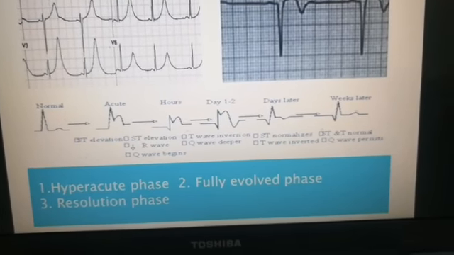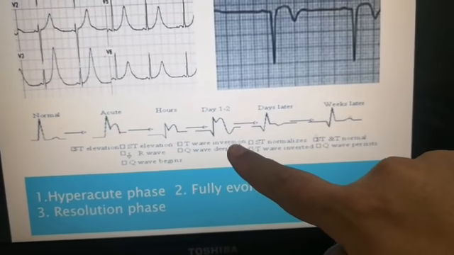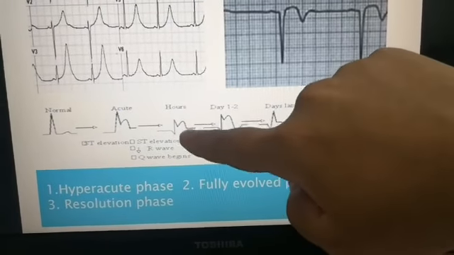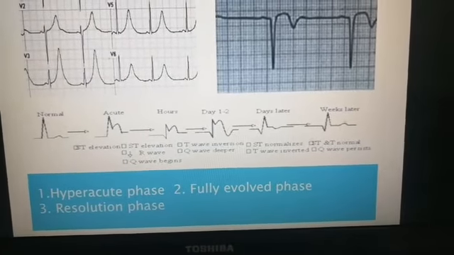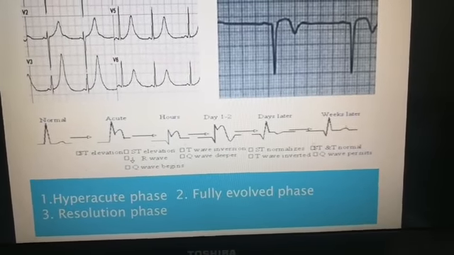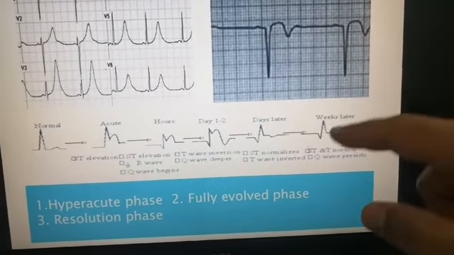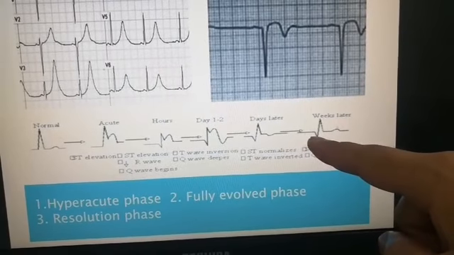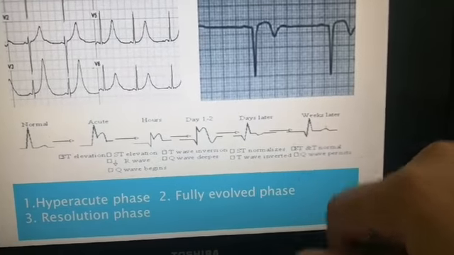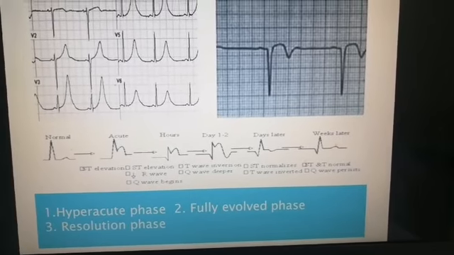And in the fourth diagram, there is also T wave inversion. Firstly there is a T wave on the upper side, then a T wave on the lower side. And after weeks, the ST segment and T wave become normal, but the Q wave persists. This is the Q wave. So the Q wave persists, which indicates that there are older MI changes.